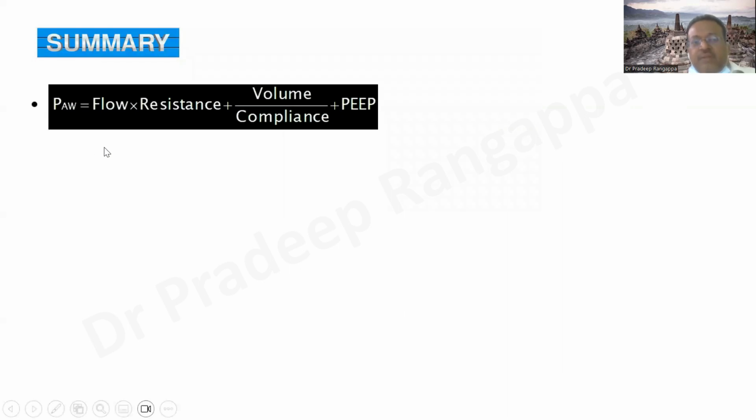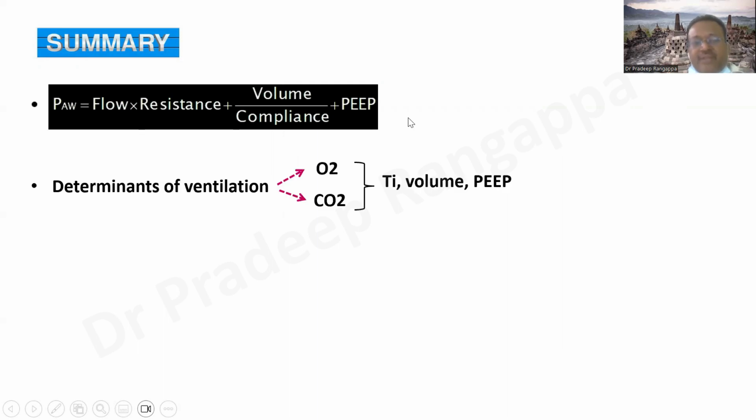So the summary is, for patients who are mechanically ventilated, remember your whole principle of ventilation is governed by flow of gases, which you can set in a ventilator. Resistance is what is intrinsically determined by the nature of the lung. Volume is something you can decide. As I said, more tidal volume, more dynamic hyperinflation in COPD exacerbation. So that is something you can set. Compliance is determined by the intrinsic nature of the lung, and PEEP is something that you can set.